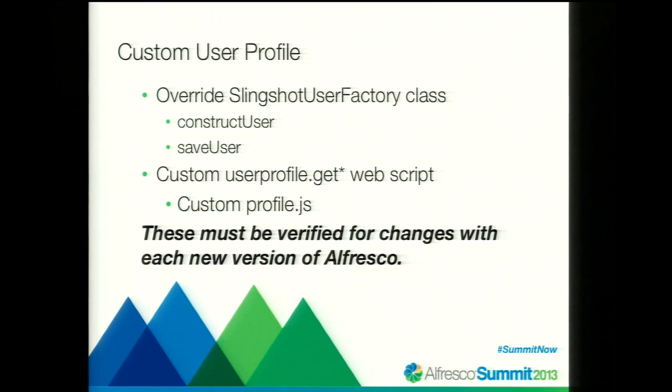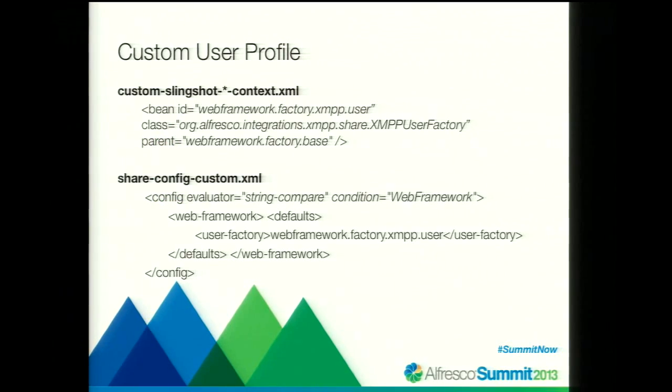If you modify the user profile, you have to verify across versions that things haven't changed. Otherwise, you will break something, because things will get modified or changed as we improve that and look more towards how we can better make that extensible. So here, once we have made those modifications, we're going to change in our custom Slingshot context. We're going to change what the user factory is, what the web framework, because this is actually coming out of, not Spring Social.